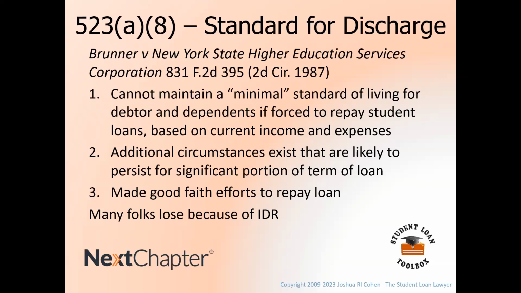Those who should qualify don't, because their IDR is so small. If you take the average pro bono client, a legal aid client, their IDR is probably 0. How do you take them in front of a judge and say, Your Honor, they can't afford the loan? And Department of Ed says, yeah, but their payment is 0. Where's the hardship if their payment is 0?